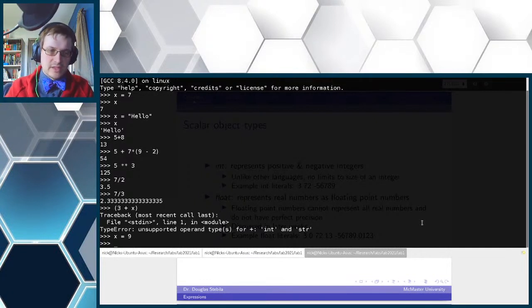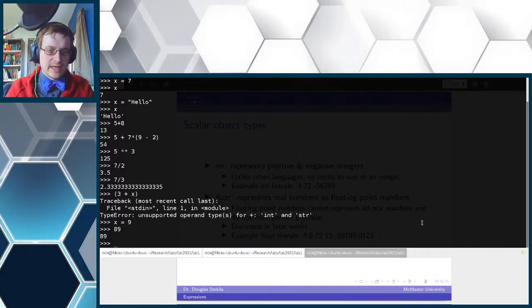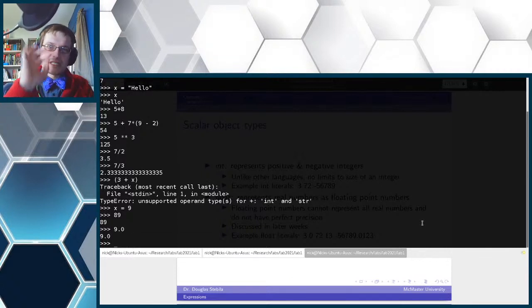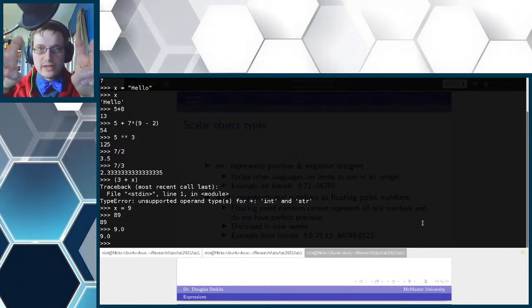But 9 is an integer. 89 is an integer. Anything that doesn't have a decimal place is an integer. If you want to represent a whole number as a decimal, you put 0.0. This changes the data type to be a floating point number.